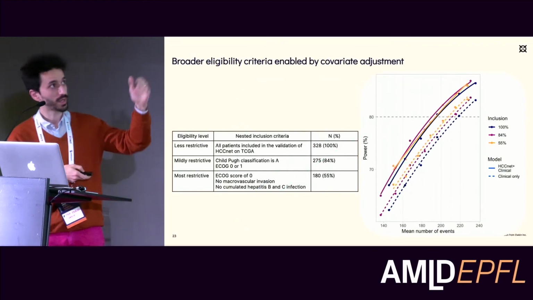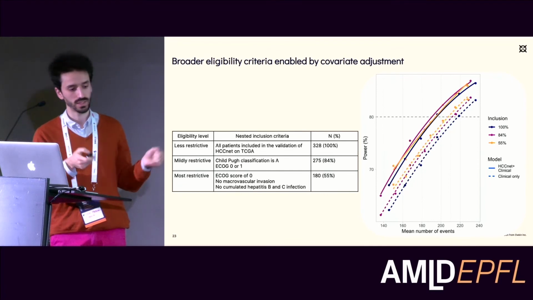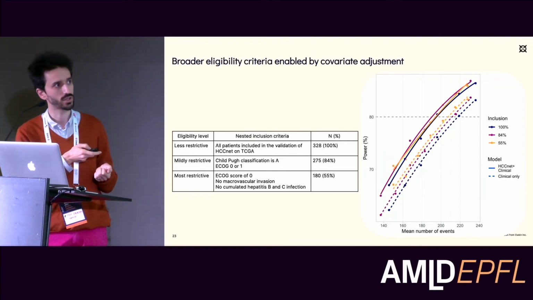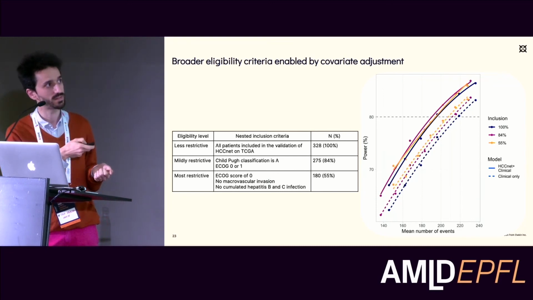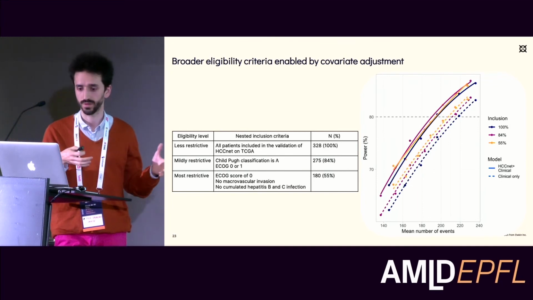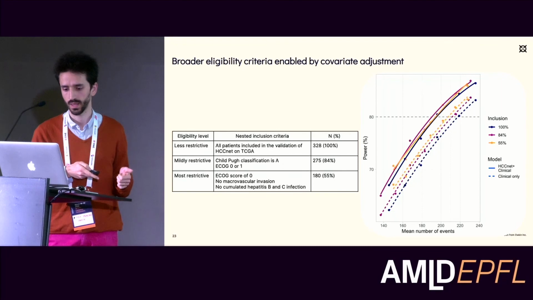And we can again look at what happens if we consider different inclusion criteria. If we take the union of all exclusion criteria in clinical trials, we get only 55% of patients, and the same message as before applies. We can have broader eligibility criteria when we do covariate adjustment in an optimized way.